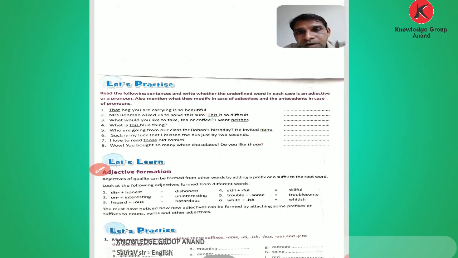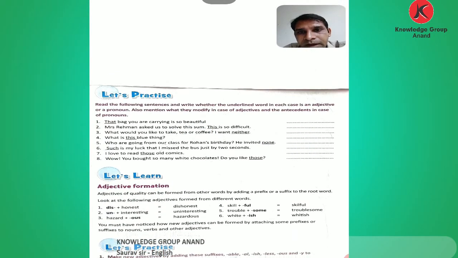Now comes the third one. In the third one: what would you like to take, tea or coffee? I want neither. See, neither means don't want tea and coffee. So here, tea and coffee in the first sentence, and I want none means neither tea nor coffee. So neither is used as a pronoun. And the antecedent is tea or coffee.